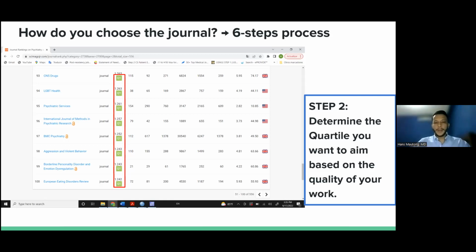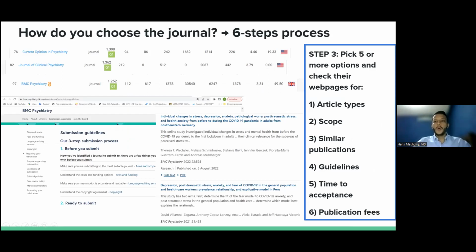Okay. So once you have done this, the third step would be to pick at least 5 or more journals that you want to aim for. When you have this list, you will go to each of these journals' webpage and you will search for a whole variety of factors. Like, for example, what article types they're usually accepting. For example, some journals do not accept case reports, or some journals do not accept systematic reviews. Some journals just accept original articles or animal-based models and stuff. So you have to be very selective of this.